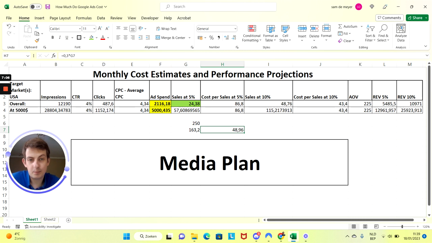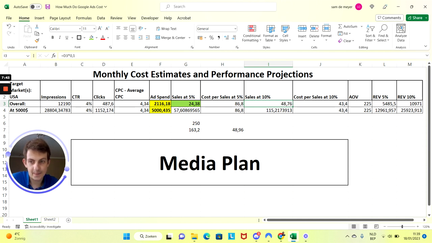That's almost $50 pure profit, including your ad spend, including cost of your employees, including taxes. So that's basically you're printing money at that stage, right? Now let's say 10% of those 487 clicks convert, which gives you 48.76 sales.